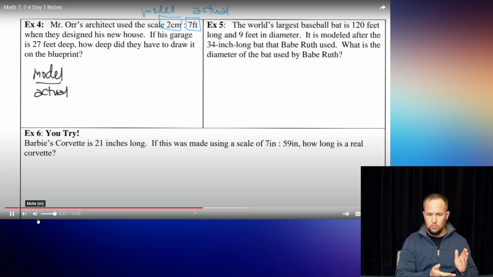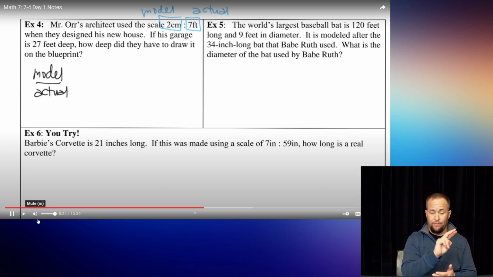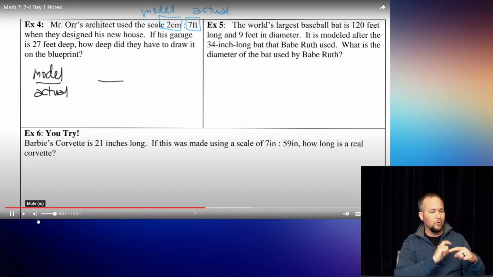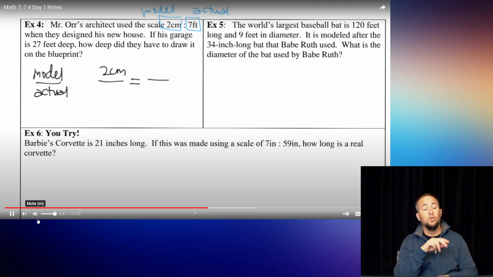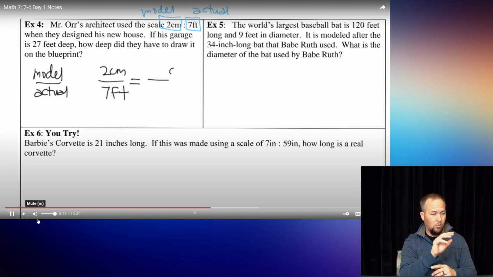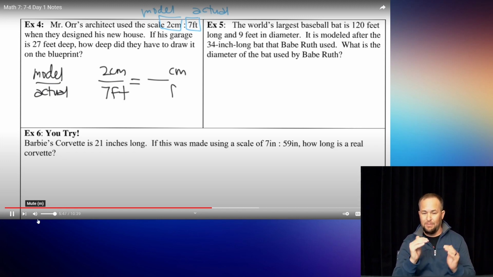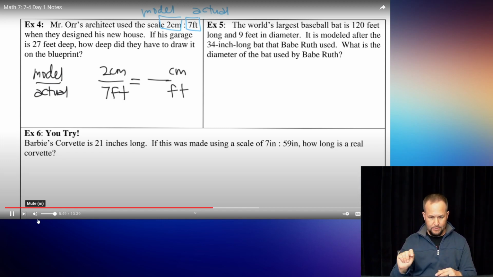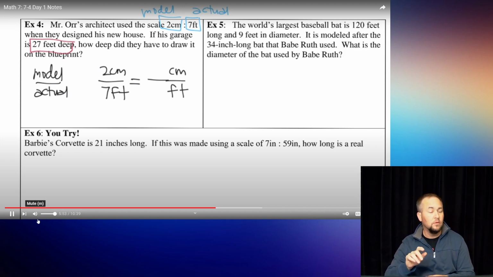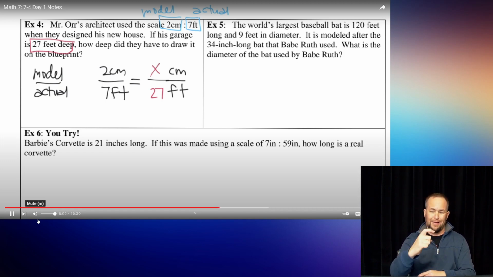Because again, when the model is listed first in our ratio, same thing for a fraction, we're gonna do model over the actual. So first I'm gonna start with my scale. I know that 2 centimeters is equivalent to 7 feet. That was model over the actual. So we're gonna stick to that same pattern, centimeters over feet, model over actual. So the other piece of information here is 27 feet deep. Therefore your 27 goes down in the denominator while X goes up in the numerator.